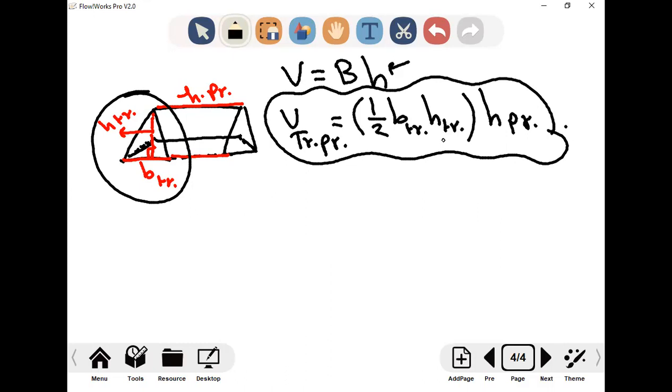So the volume of the triangular prism is this. Done. So we have two formulas. Formula for the rectangular prism, length by width by height. Formula for the triangular prism, half multiply the base of the triangle, multiply the height of the triangle, all multiply by the height of the prism itself. Again, here we have two heights, height for the triangle and height for the prism itself. Let's apply in example 2.